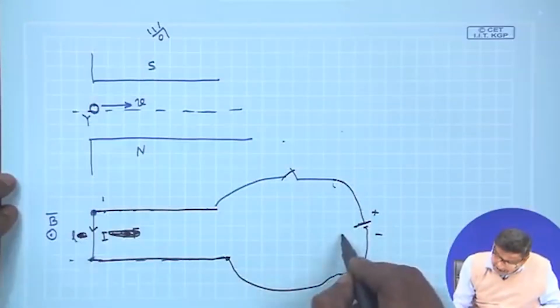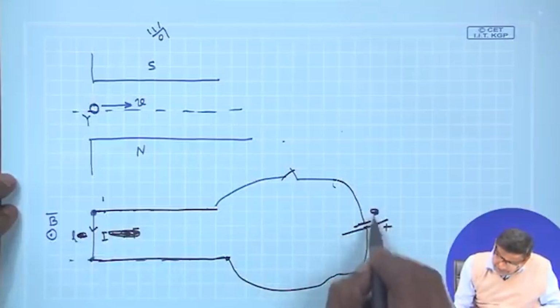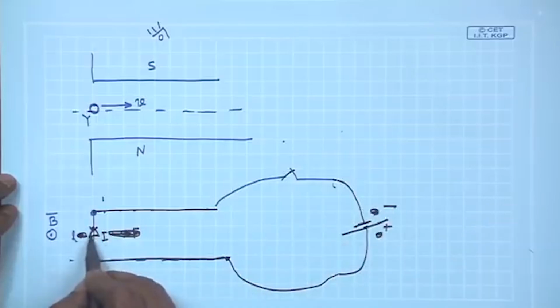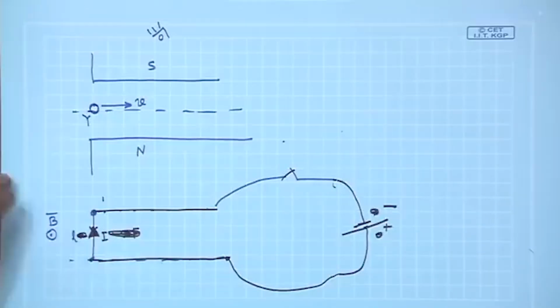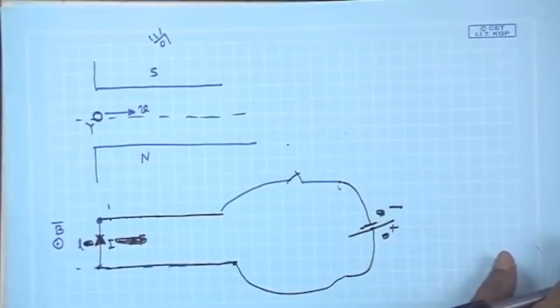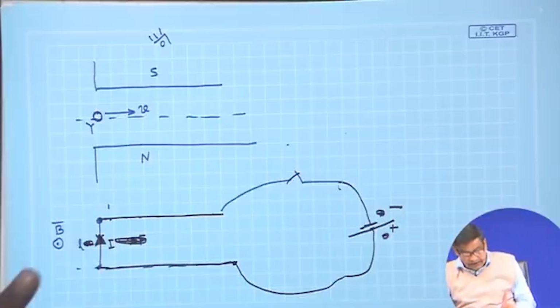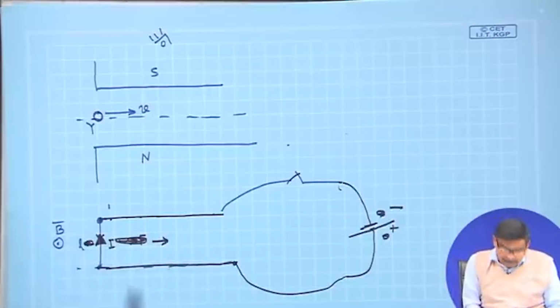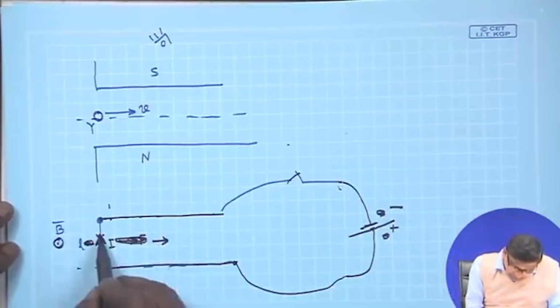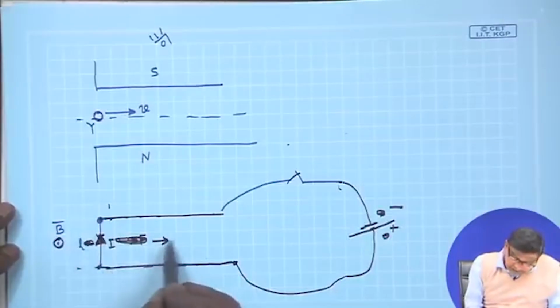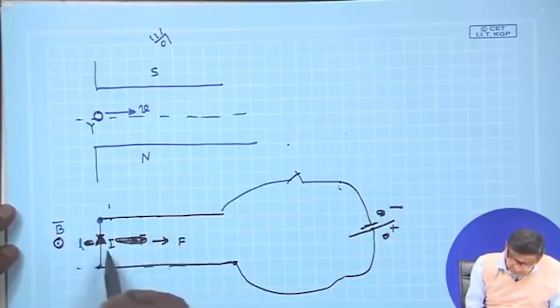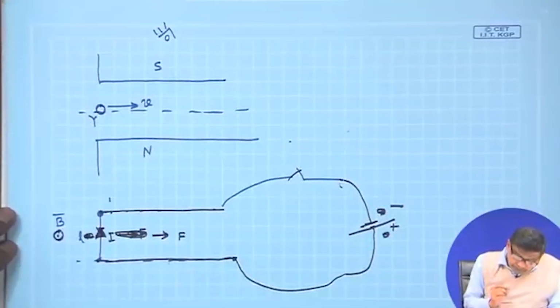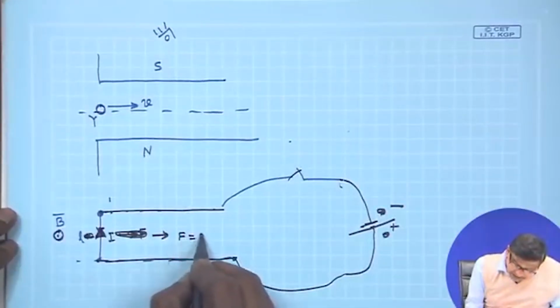So, what will I make? I will make the polarity like this, plus minus. This is I. Then this is B, this is B, this is I, and then the force will be acting like this. Is that clear? So, B is coming out of the paper, I is going like this, and it will move in this direction. What is the magnitude of the force? Magnitude of the force is B I L.